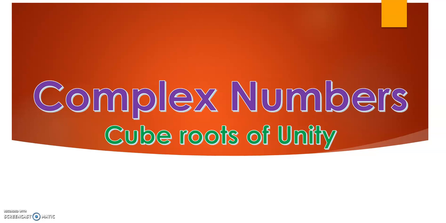Hello everyone. In this video we will learn about the cube roots of unity, one of the concepts of complex numbers. So the cube roots of unity are obtained from the equation x cube minus 1 equals 0. So this implies x cube equals 1, x equals 1 power 1 by 3. So this is what it means, cube roots of unity.